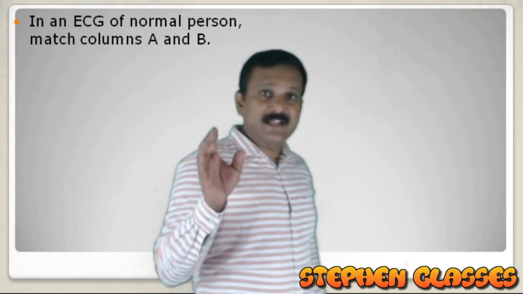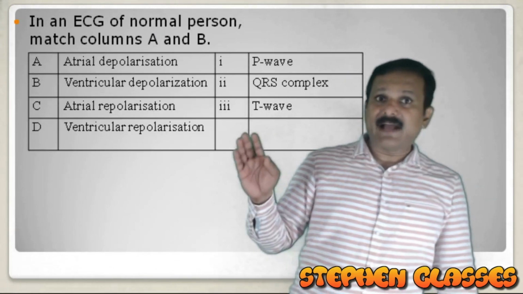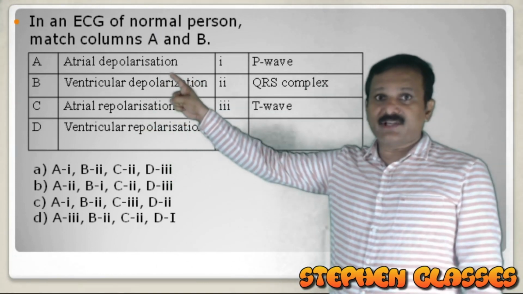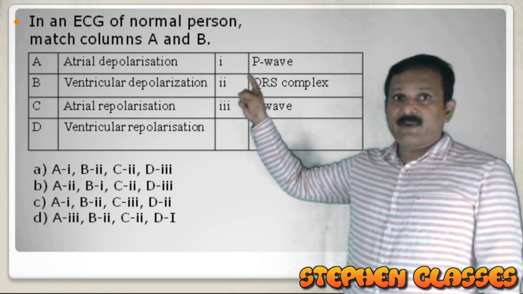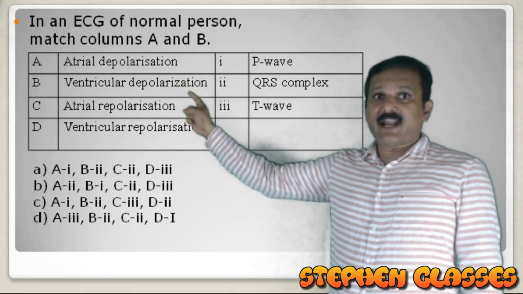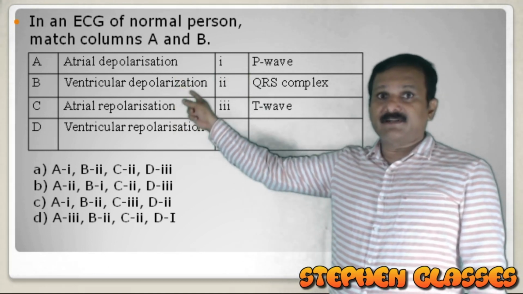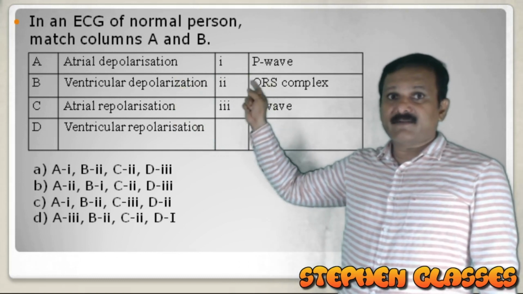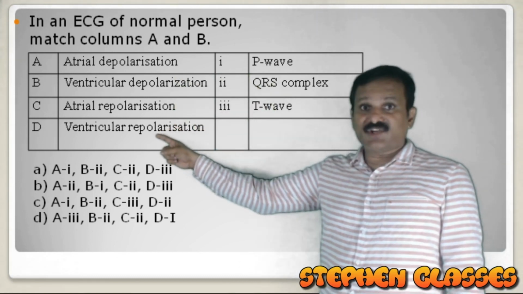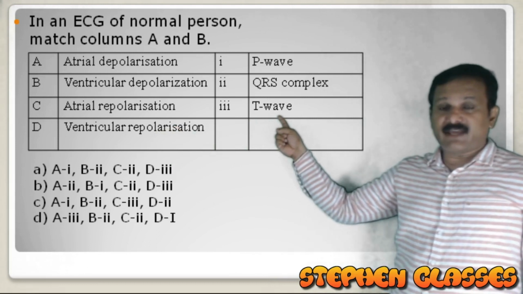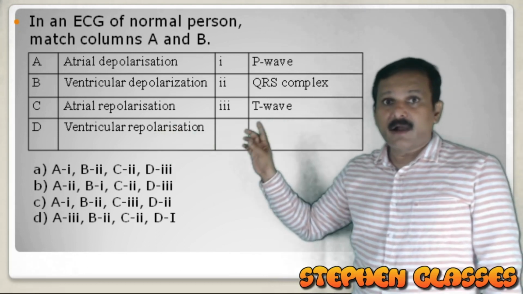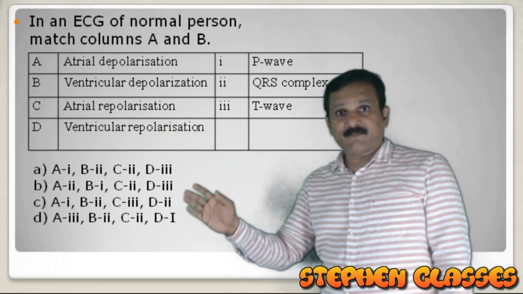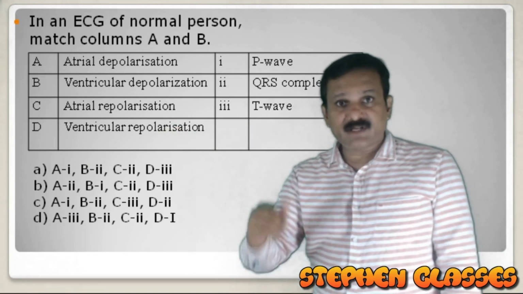So we have the question for you. In the ECG of a normal person, match column A and B. So it's very simple. Atrial depolarization you can match with P wave. Ventricular depolarization and atrial repolarization, both of them you can match with the second one, or QRS complex here. Then ventricular repolarization we can match with the T wave. So the correct answer will be option A. Right? We move to our next question now.